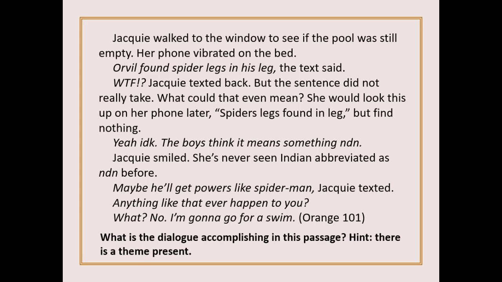So here's the excerpt, and same question: what is the dialogue accomplishing in this passage? But I have a hint down here that there is a theme present in this section.